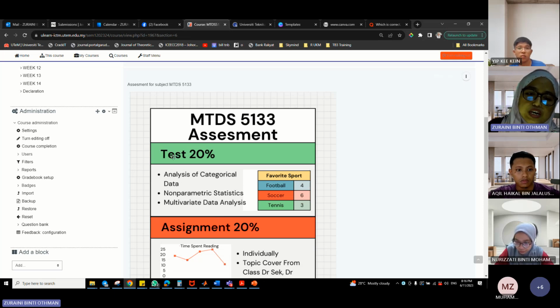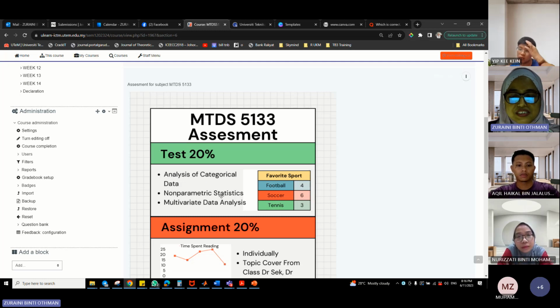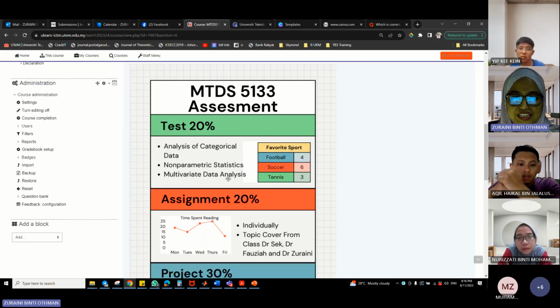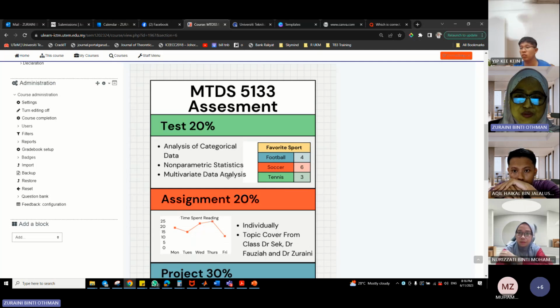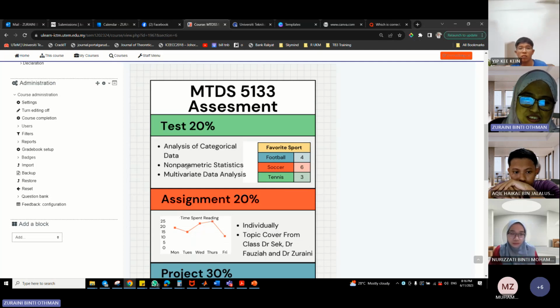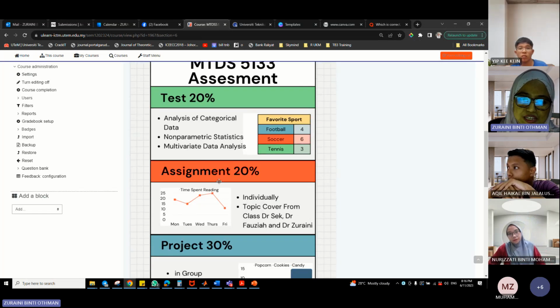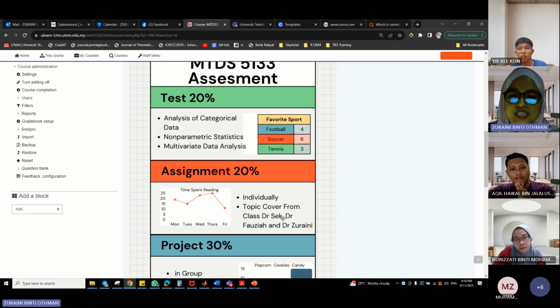Okay, so here we have the test, 20%. The test contains analysis of categorical data, non-parametric statistics, and multivariate data analysis. Actually, these two parts are from Dr. Sack, right? And multivariate data analysis is from me. Okay, that's on the test. But the assignment is individual, and the topics cover my class, Dr. Sack's class, and Dr. Fauzia's.